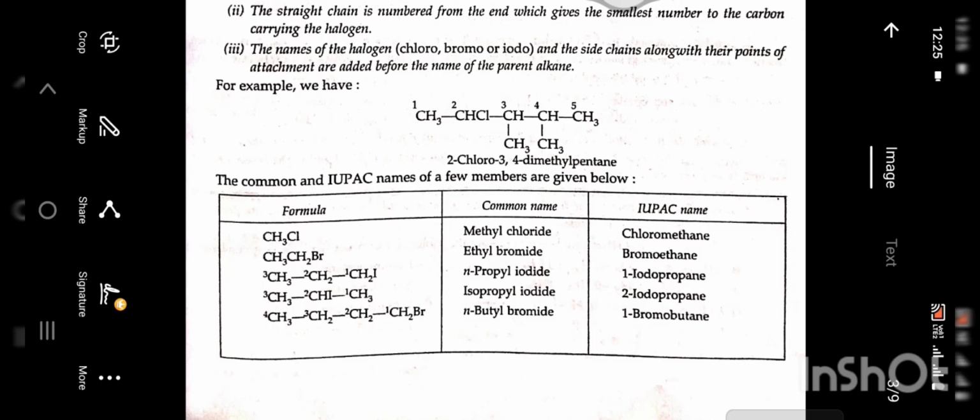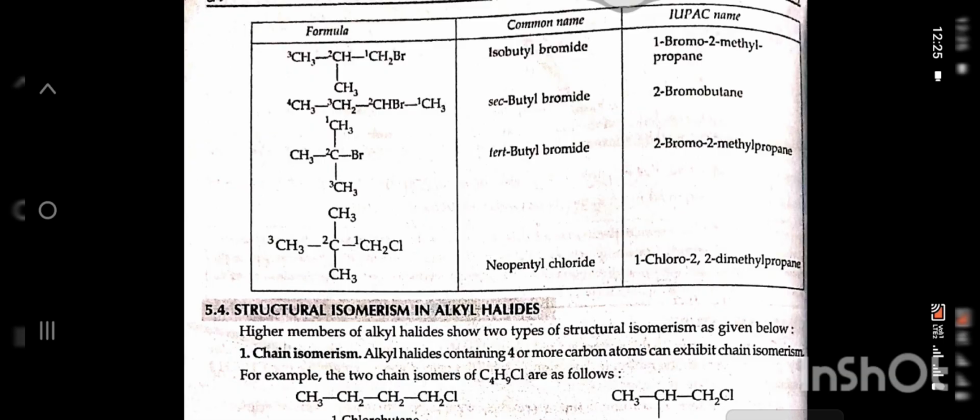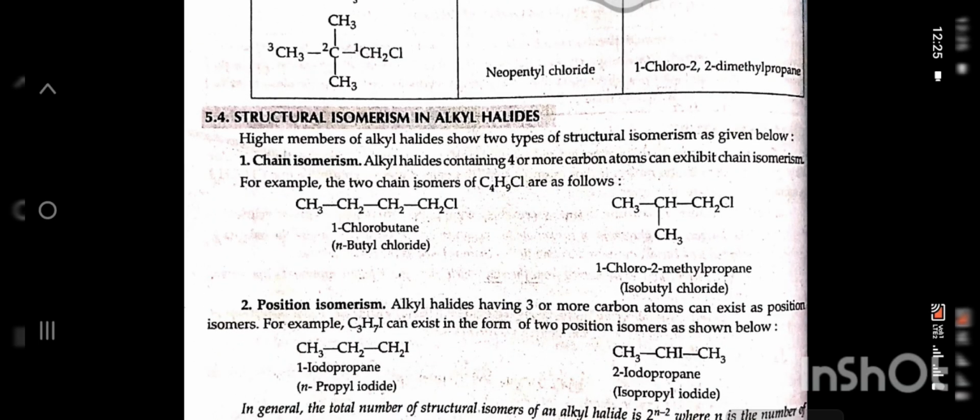The common and IUPAC names of some members are: CH3Cl, common name methyl chloride, IUPAC name chloromethane. CH3CH2Br, common name ethyl bromide, IUPAC name bromoethane. CH3CHI-CH3, common name isopropyl iodide, IUPAC name 2-iodopropane. (CH3)3CBr, tertiary butyl bromide, 2-bromo-2-methyl propane. (CH3)3CCH2Cl, neopentyl chloride, and IUPAC name 1-chloro-2,2-dimethyl propane.